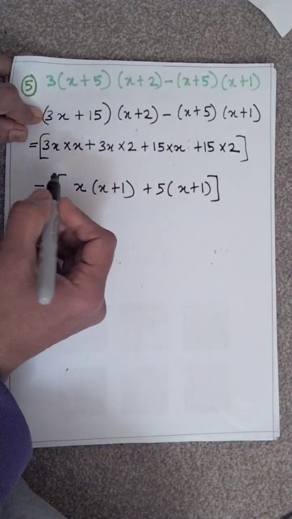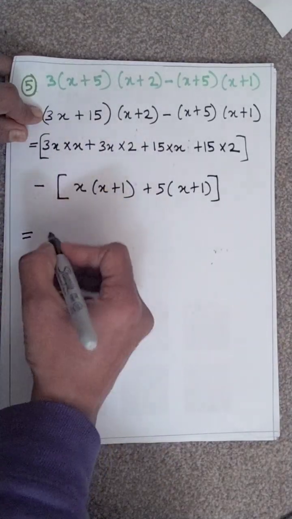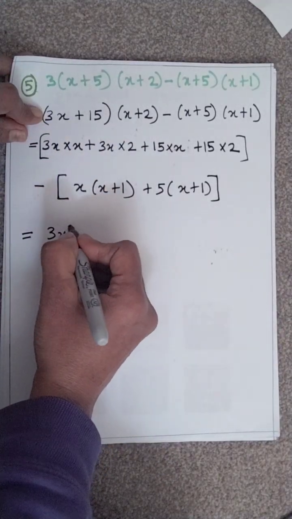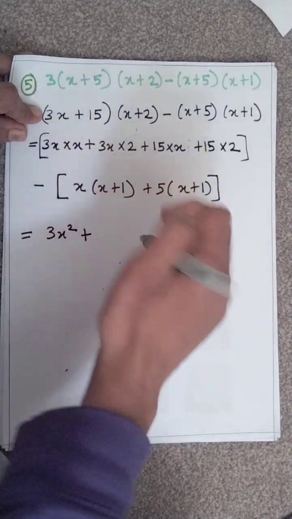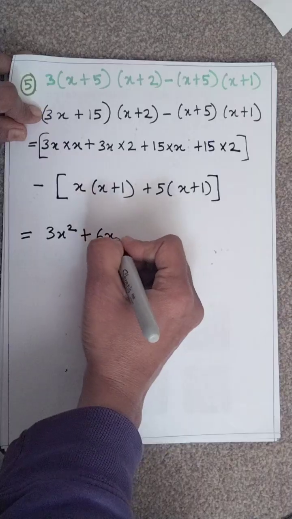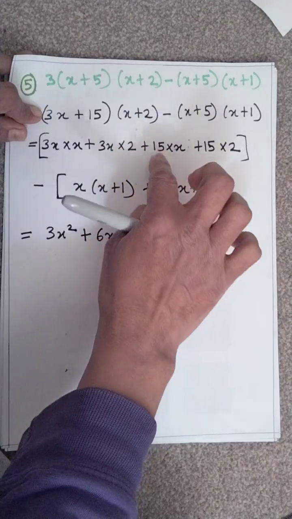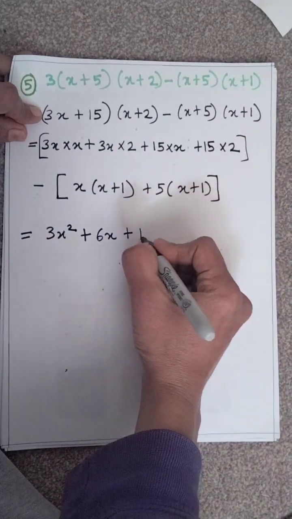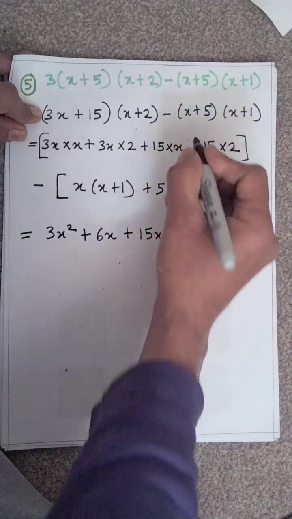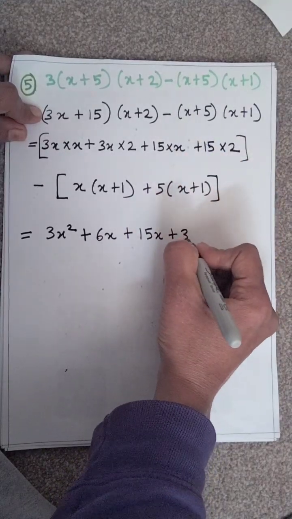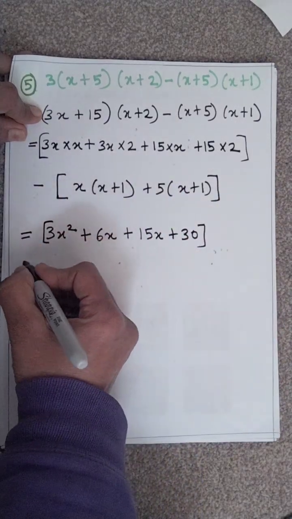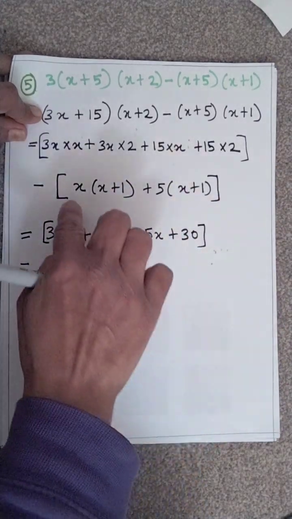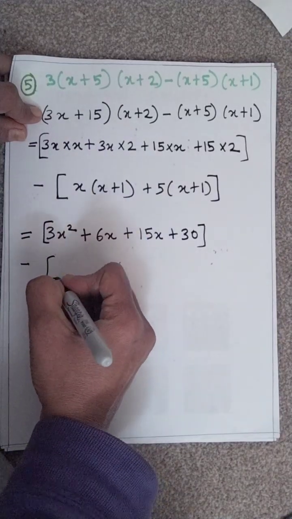Try to simplify. 3x times x is 3x square, plus 3x times 2 is 6x, plus 15x, plus 30. Okay, this is the first part. Minus. Okay, we'll put this here in a bracket.